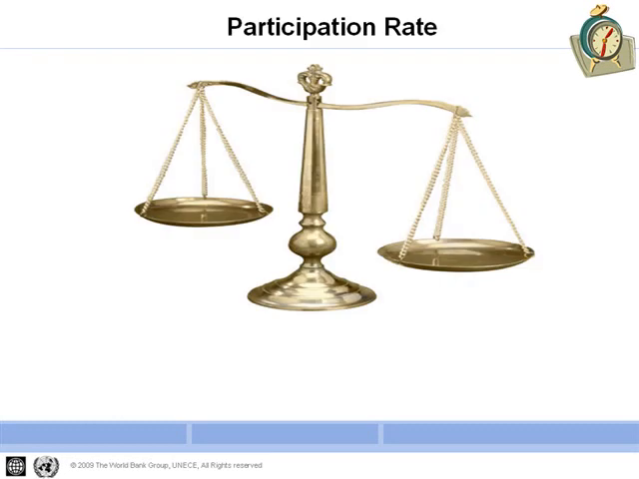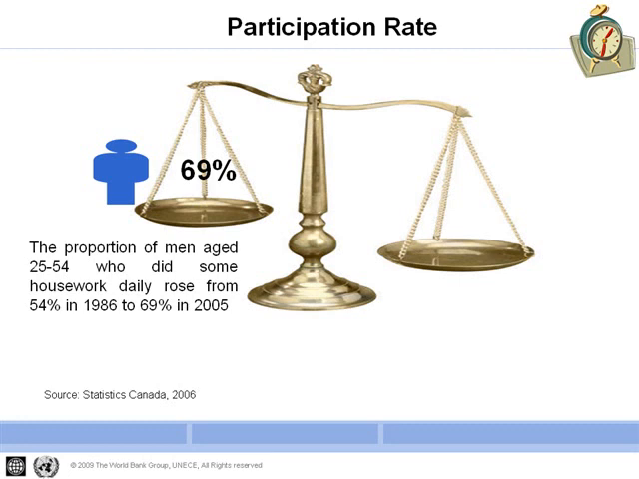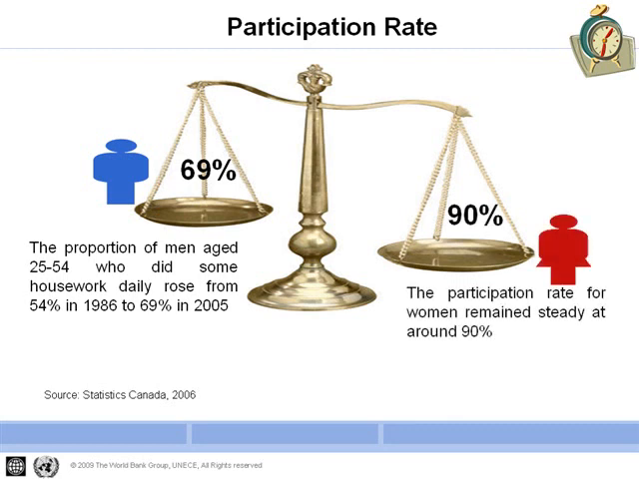Another way of using the information provided by time use surveys is by looking at various participation rates rather than average number of hours spent on activities. The participation of women and men in specific types of activities is an important indication of their role in the family and the society. Using the same example from Canada, the proportion of men aged 25 to 54 who did some housework daily, whether it was making lunch, vacuuming, or taking out the garbage, rose from 54% in 1986 to 69% in 2005. The participation rate for women remained steady at around 90%.